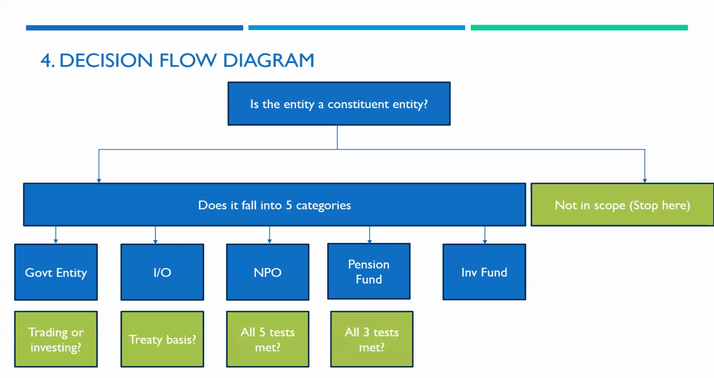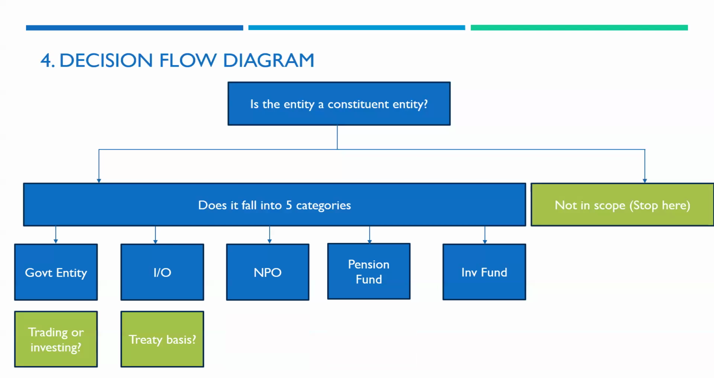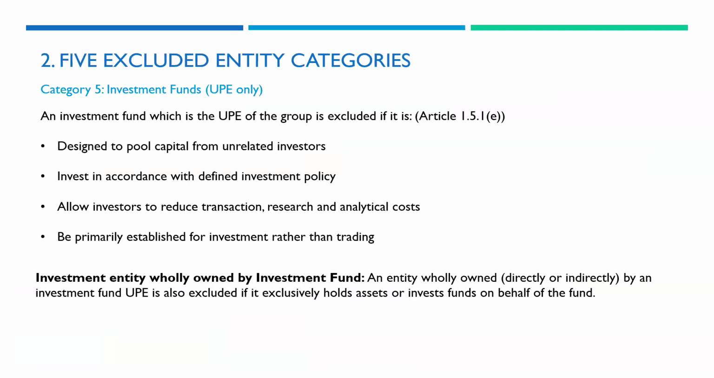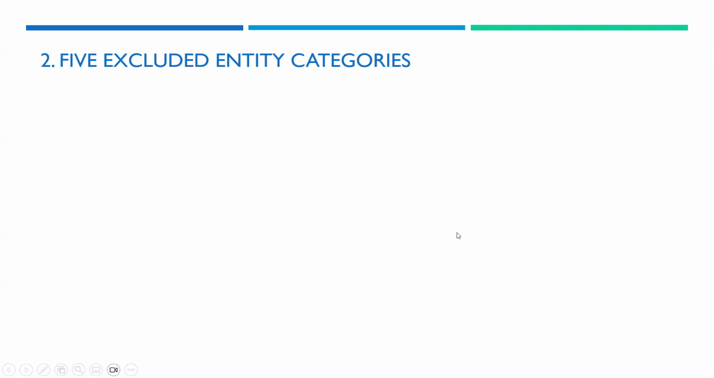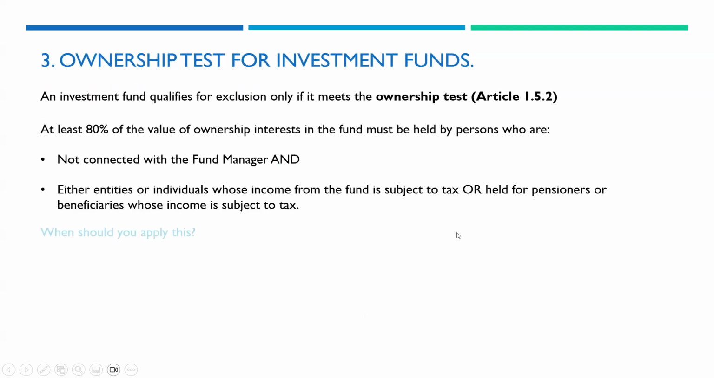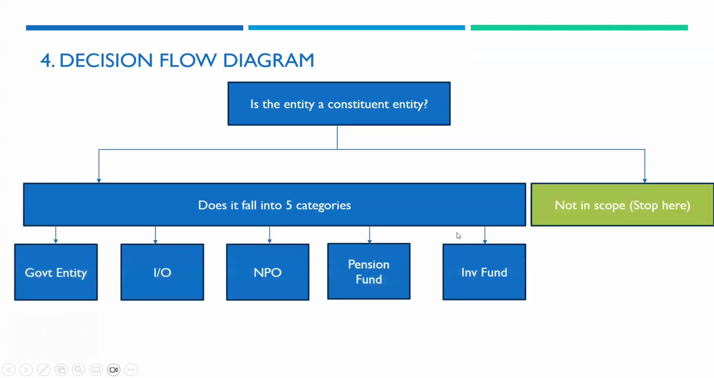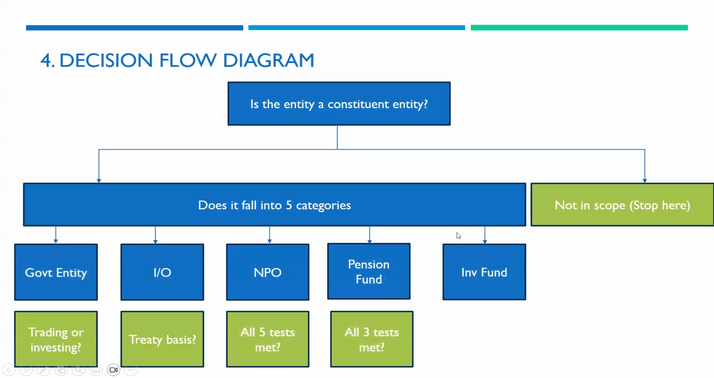For pension funds, we know there are three conditions. If you recall, it is to provide retirement benefits, for payment of pensions. It is regulated in the jurisdiction, and either the income is exempt or the taxation is deferred until the benefits are paid. So if these three conditions are satisfied, then the pension fund is also excluded.